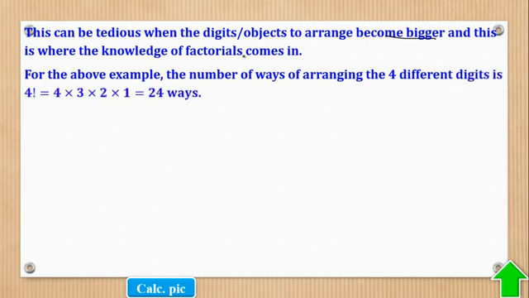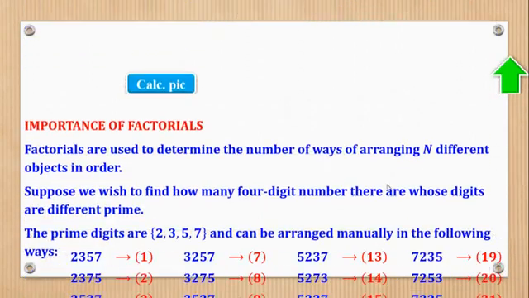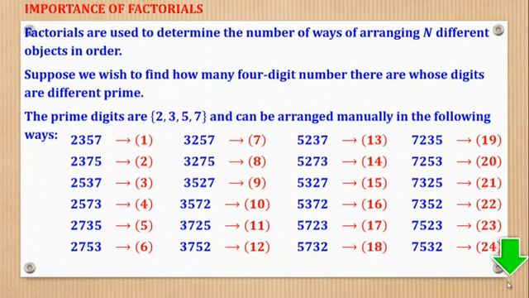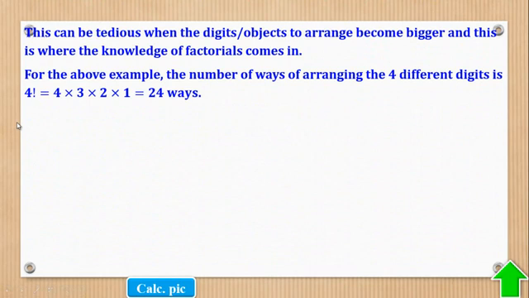So how do we use the knowledge of factorials? One, you count how many items you want to arrange. In this case, there are 4 digits. So you simply say 4 factorial. And by now we know that 4 factorial is 4 times 3 times 2 times 1, which is 24 ways. So the number of ways I've got here by factorials is similar to the one you got, because when you count all of these, you end up with 24 ways. So factorial is there to make life a little easier.